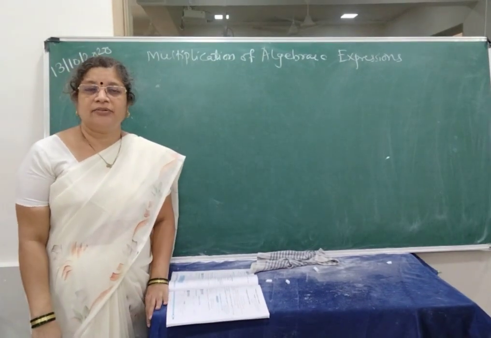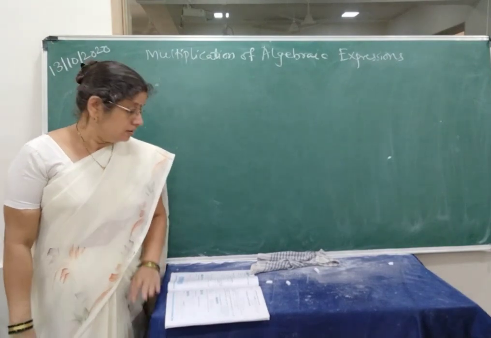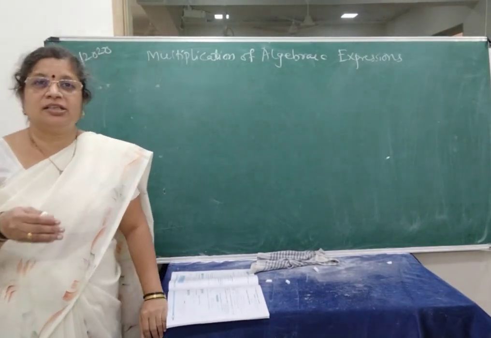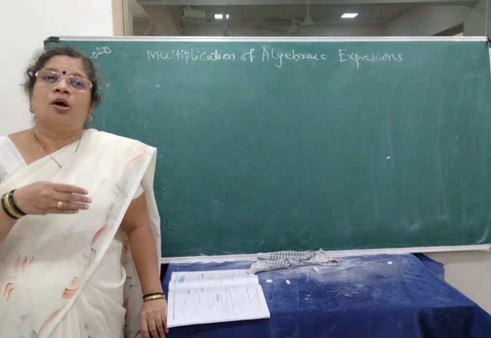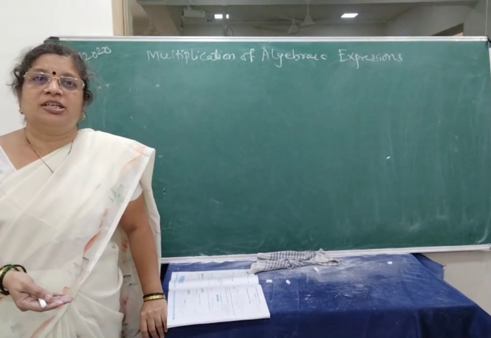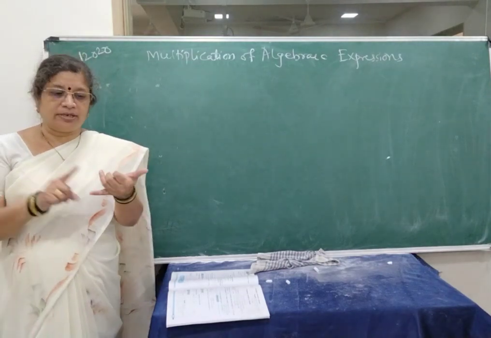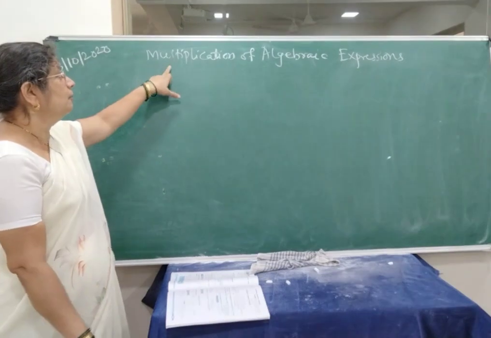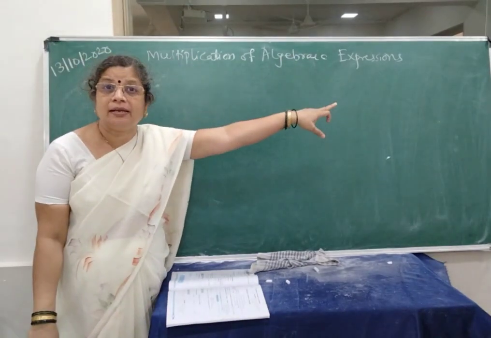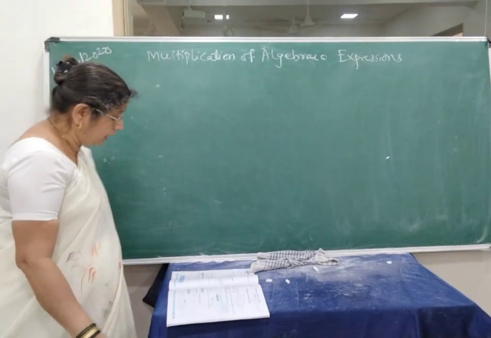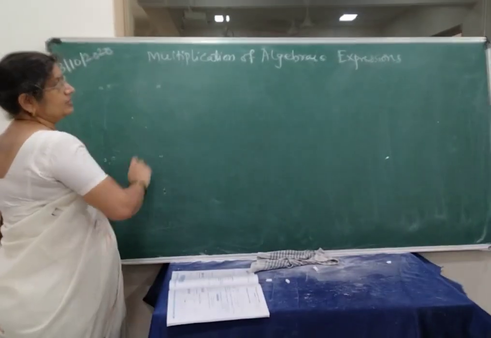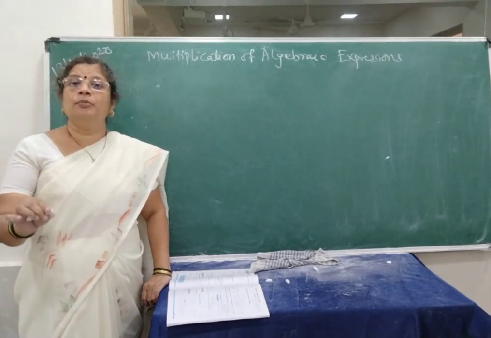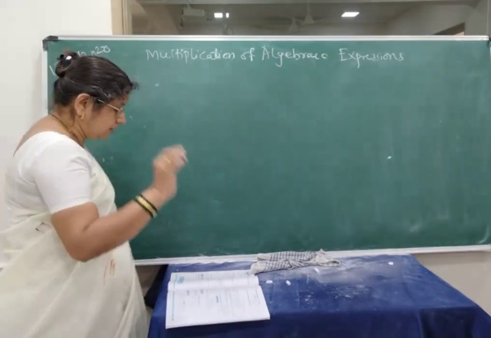In the last lecture we studied the subtraction of algebraic expressions. That means we are learning chapter number 8, operations on algebraic expressions. In that we have studied addition and subtraction. Now today we are going to see multiplication of algebraic expressions. First we will see multiplying a monomial by a monomial.